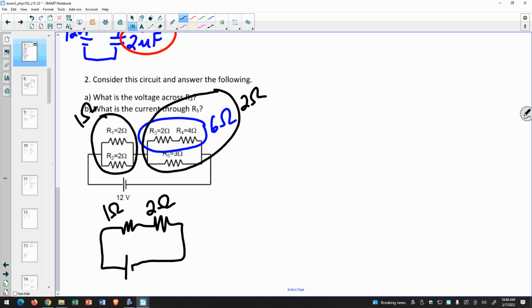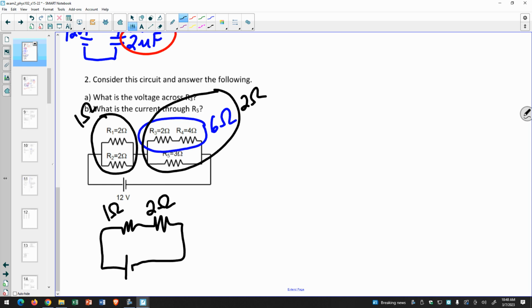So here, to get the 1, I did 1 over a half plus a half. 1 over a half plus half is equal to 1. So 1 over 1 is 1. And then here, I had the 2 plus 4 to find the series. I just say 2 plus 4 is 6. And then 6 and 3, that's 1 over 6 plus 1 over 3. That's equal to 2.